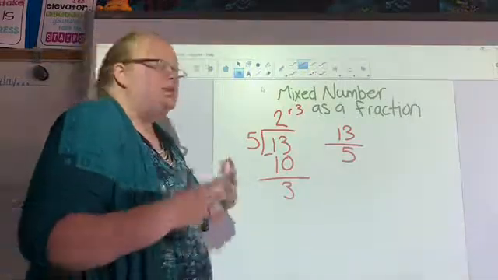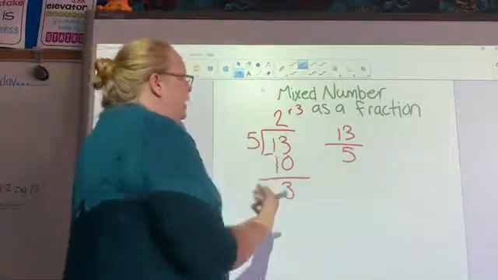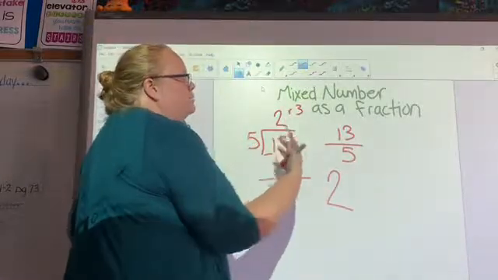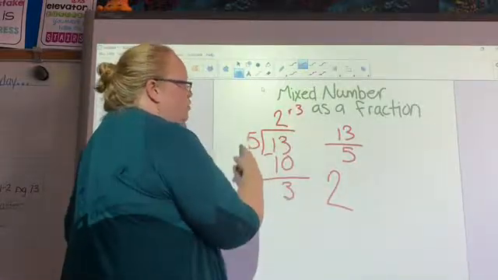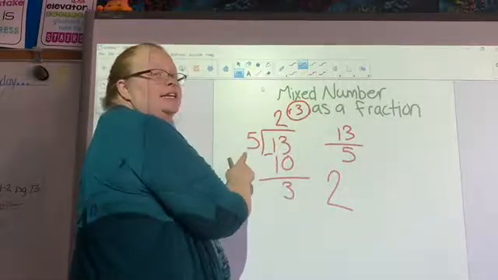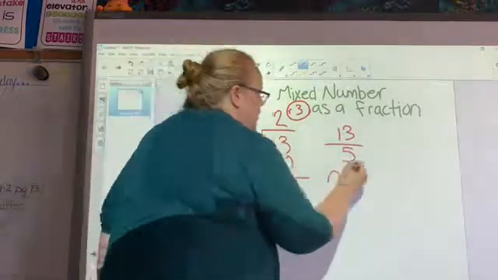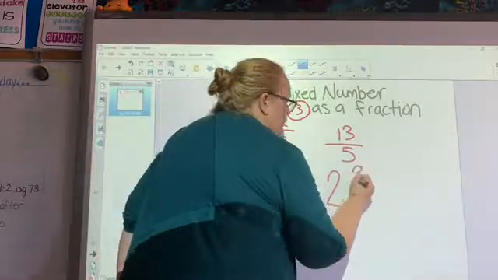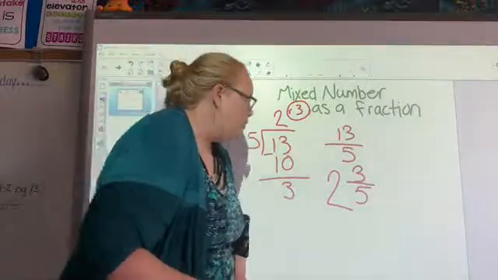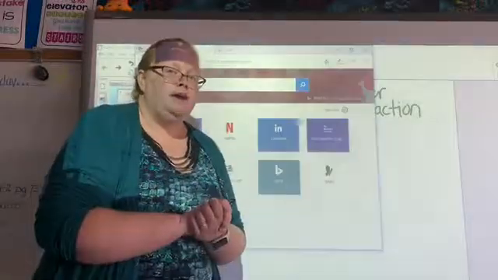So with the mixed numbers, they need to break that down into 2, and then that remainder becomes my new fraction. The 3 goes over the 5. So this is your new numerator, and this continues to be your denominator. So 2 and 3/5.